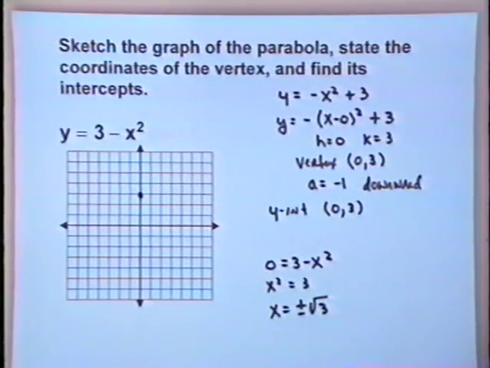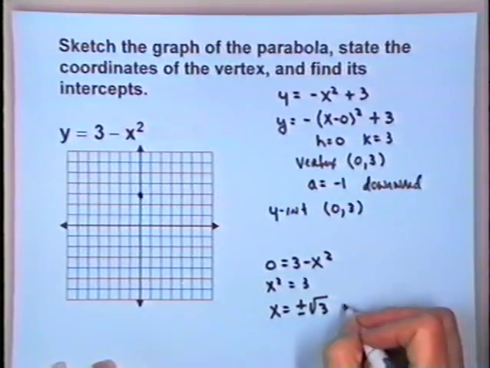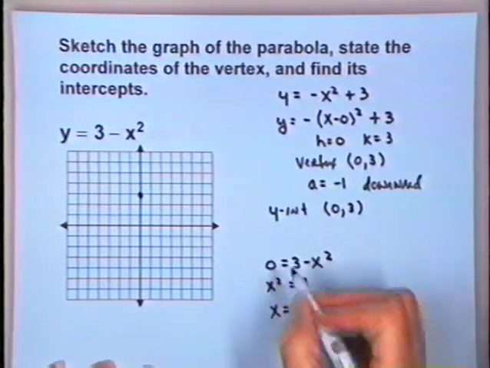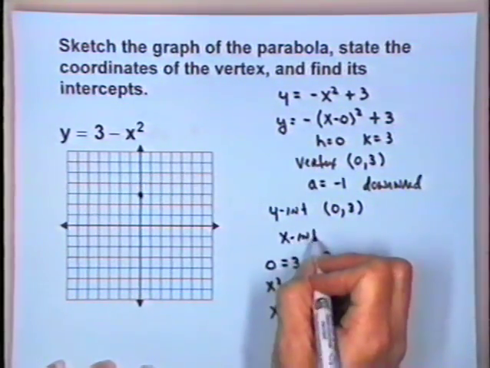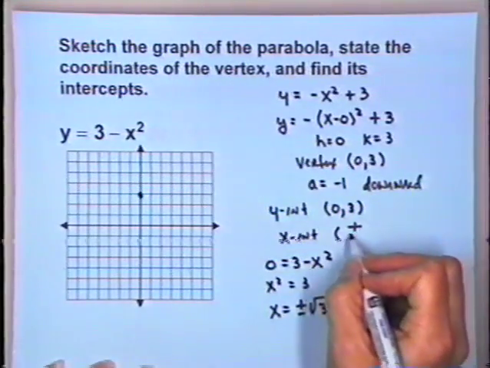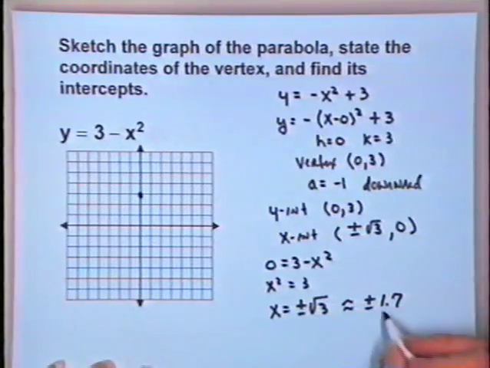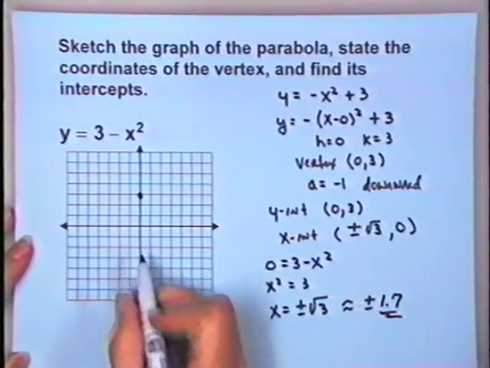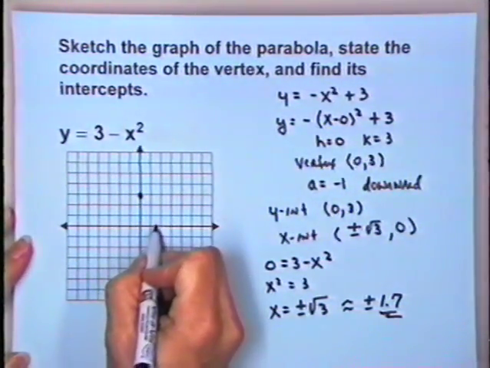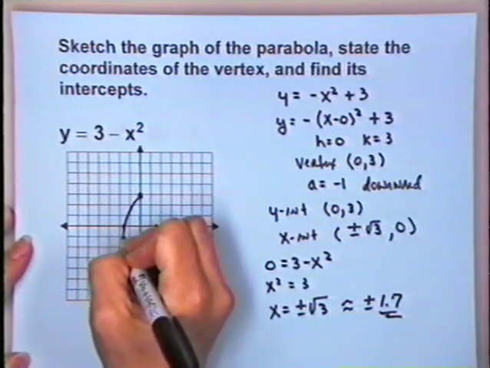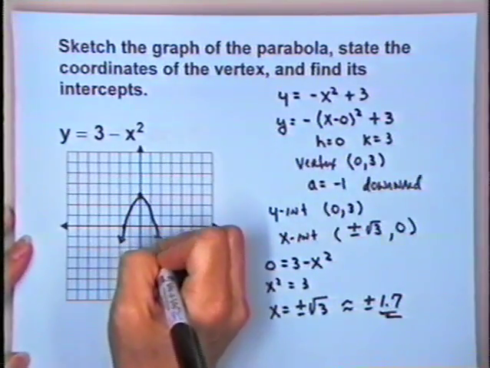And again, I'll do the square root of 3 on a calculator. That's approximately 1.7. So approximately plus or minus 1.7. My x-intercepts then occur at plus or minus square root 3, comma, 0. Those are located approximately at 1.7, so about 1.7 and negative 1.7. And I have my parabola opening downward here.